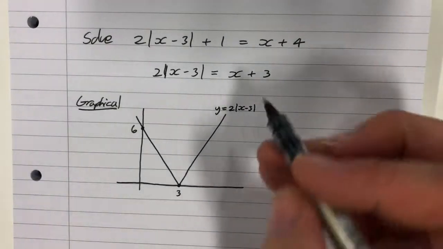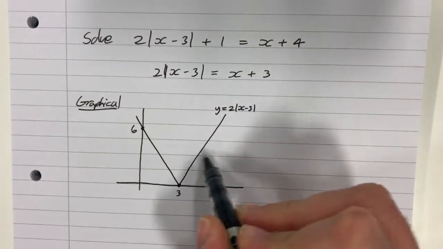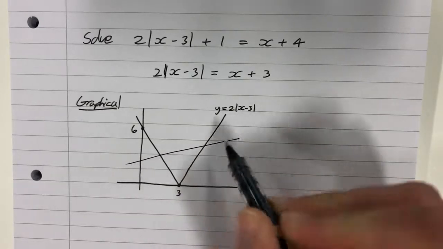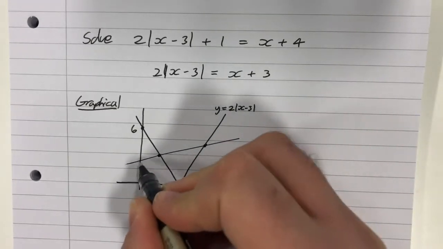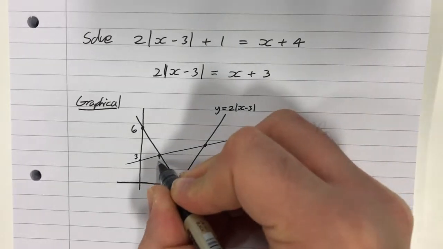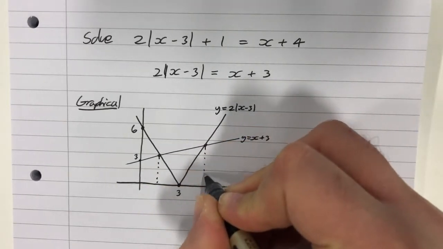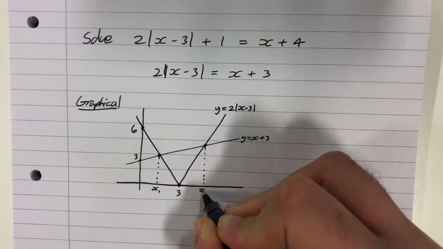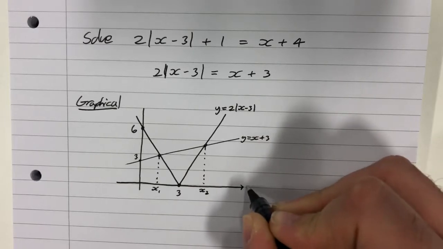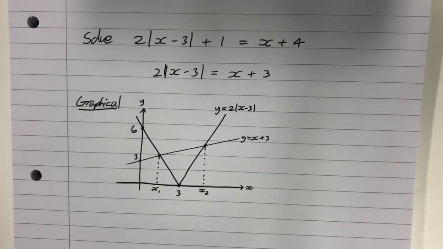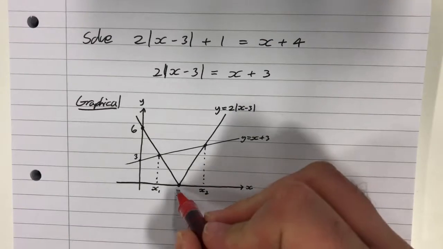And now to draw this graph here, it's going to have a gradient of 1, so it's going to be shallower than these 2 lines, and it's going to cross the y-axis at 3. So it's going to look something like that. And that's y equals x plus 3. So we can see we are looking for 2 solutions. One is less than 3, let's call it x1, and one is greater than 3, let's call it x2.